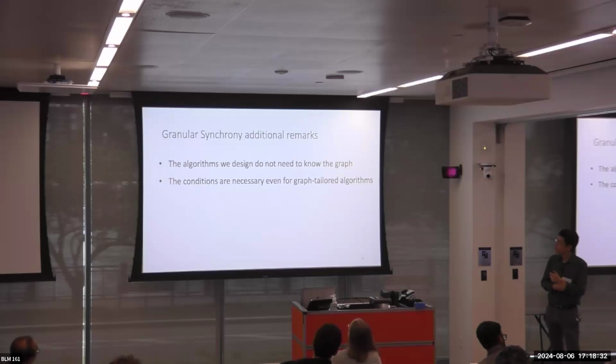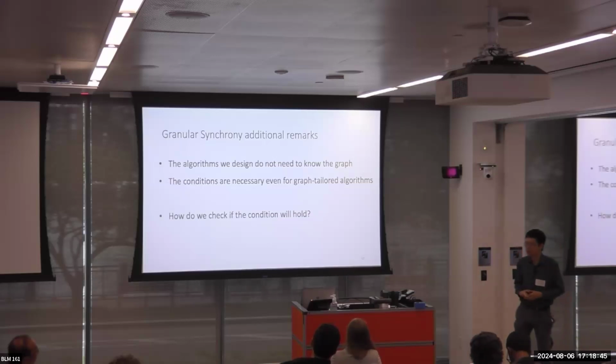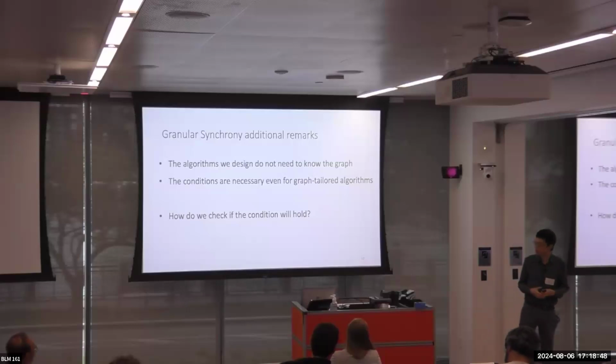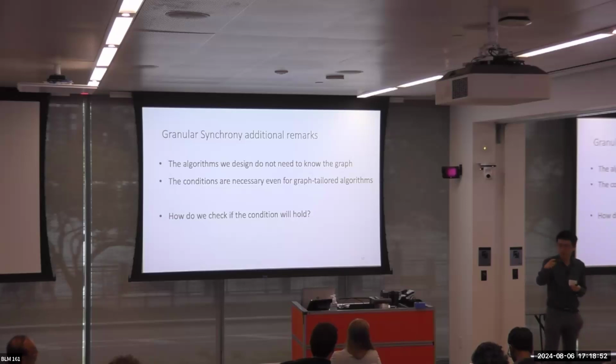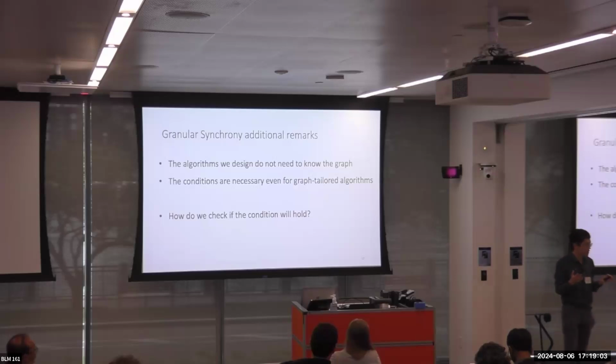Okay, I have some quick additional remarks. The algorithms we design do not need to know the graph. The conditions are necessary even for graph-tailored algorithms most of the time. So I had one big concern about this model. That is, how do we check if this condition holds? It sounds like I'll have to go out and measure every link, evaluate it, and decide whether it's a synchronous, partially synchronous, or asynchronous link. And then I draw the graph. I'll check every set.